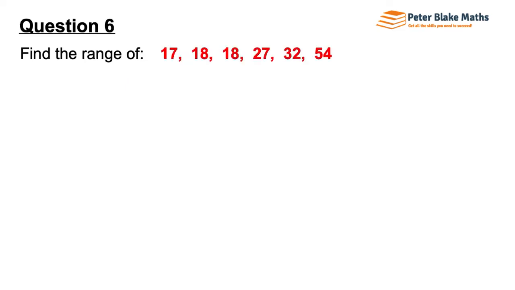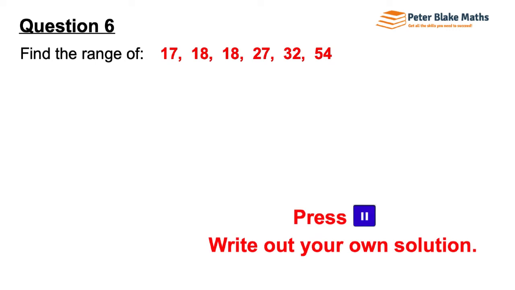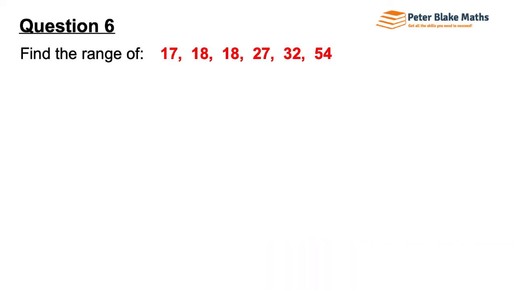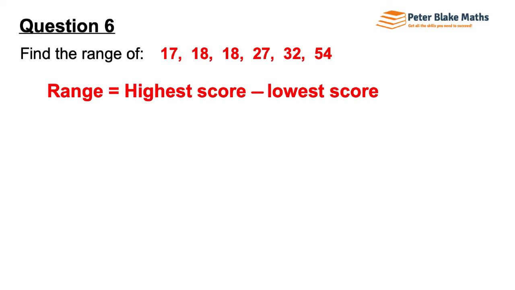Question 6. Find the range of 17, 18, 18, 27, 32, 54. Range is the highest score minus the lowest score, and these ones are placed in order, so we can pretty easily identify the highest score of 54 and the lowest score of 17.